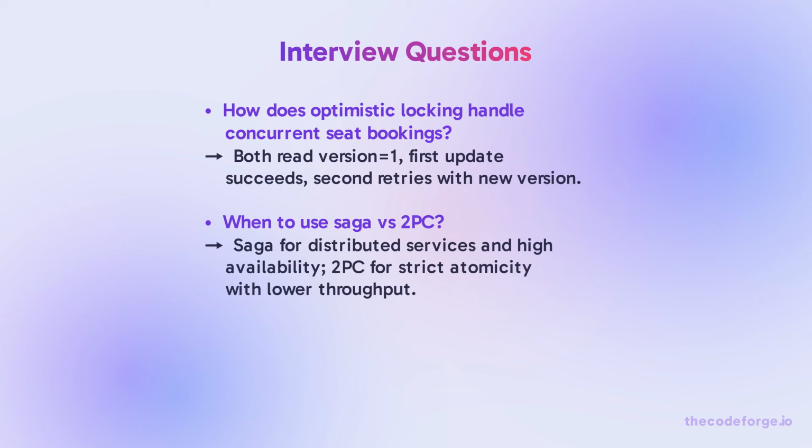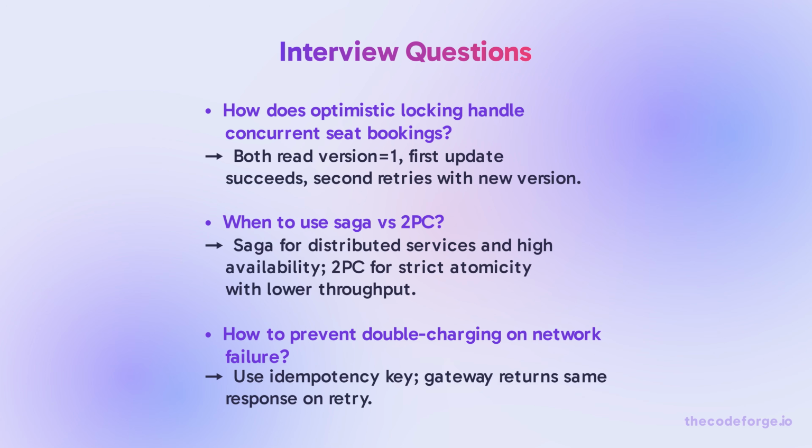Let's run through some common interview questions. How does optimistic locking handle concurrent seat bookings? Both read version equals 1, first update succeeds, second retries with new version. When to use Saga versus 2PC? Saga for distributed services and high availability, 2PC for strict atomicity with lower throughput. How to prevent double charging on network failure? Use idempotency key. Gateway returns same response on retry.